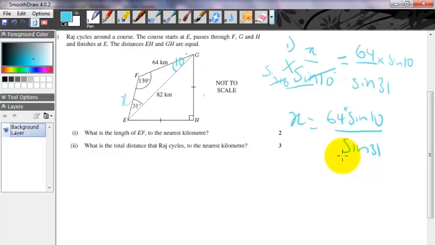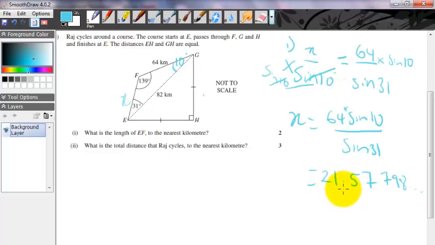64 sine 10 divided by sine 31. And as you can see, the question says to the nearest kilometer though. This answer in your calculator looks like this, something like that. And then to the nearest kilometer, that means to no decimal places pretty much in this case.